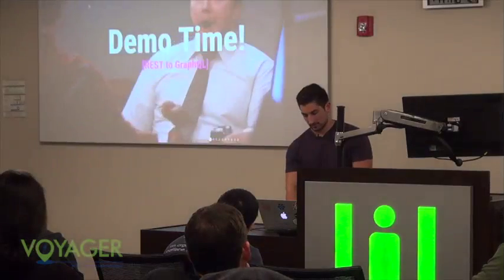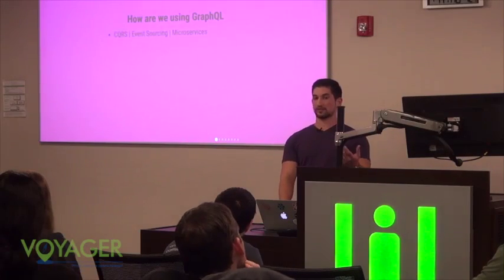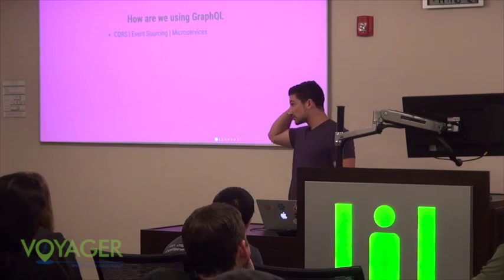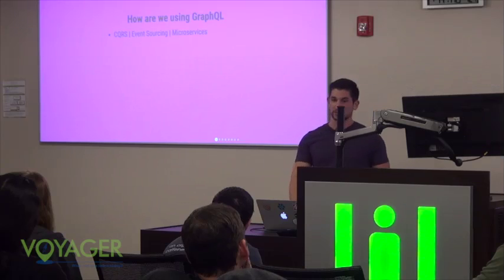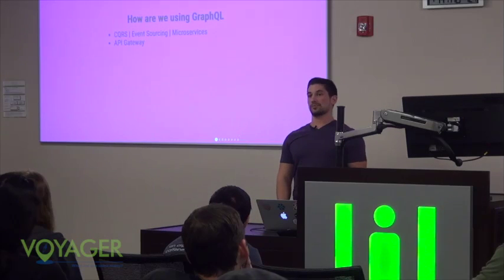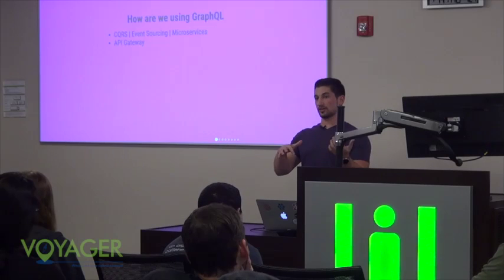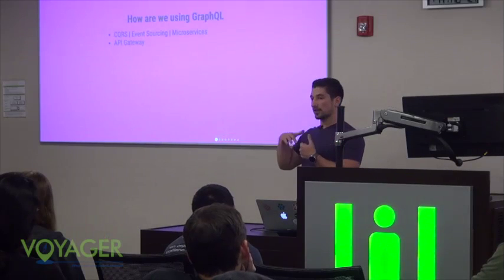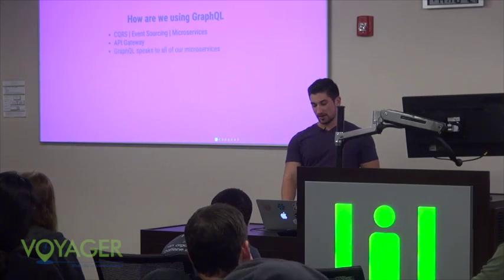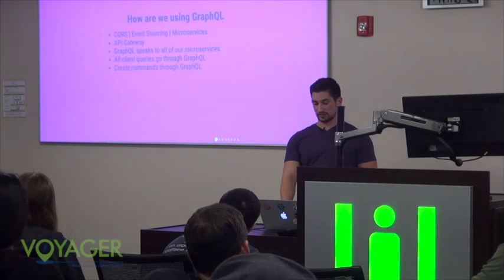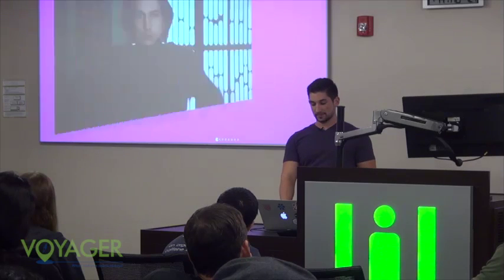Sweet. So, nice, we did it. So how are we using GraphQL on the research team? We're building a cold trap right now, and it's CQRS, event sourcing, microservices. So we're using GraphQL as an API gateway, where all of your commands that you create are mutations, and all of your queries hit the query microservices and get all the data they care about that way. So GraphQL speaks to microservices. And it documents and describes our API.